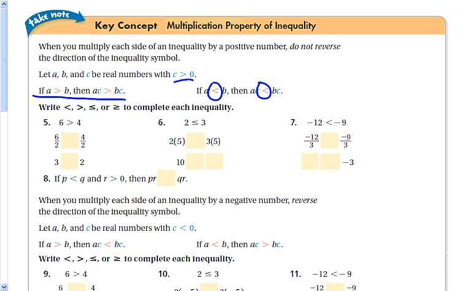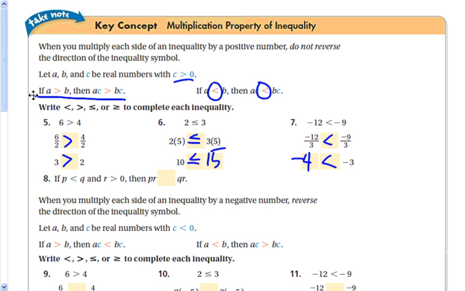So if 6 is greater than 4, then 6 divided by 2 will still be greater than 4 divided by 2. And you can see that's true. 3 is greater than 2. If 2 is less than or equal to 3, then 2 times 5 will be less than or equal to 3 times 5. 10 is less than or equal to 15. If -12 is less than -9, which is true, then -12 divided by 3 will be less than -9 divided by 3. Because -4 is less than -3.